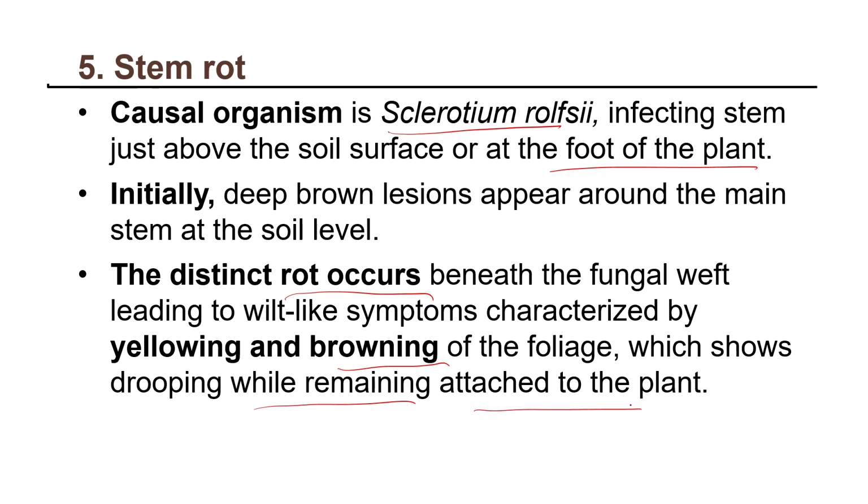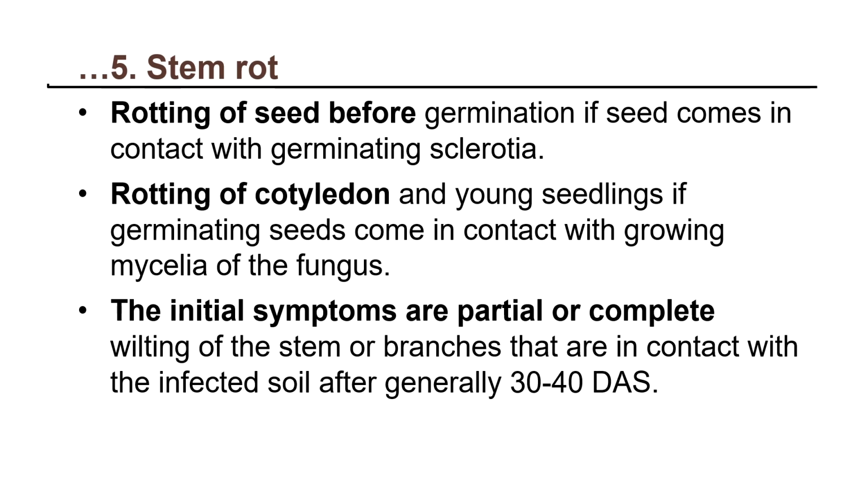Here drooping means hanging. Rotting of seed before germination if seed comes in contact with germinating sclerotia. Sclerotia are the propagating unit for the fungi, which can remain dormant, and under ideal conditions they can give rise to new growth of the fungus. Rotting of cotyledon and young seedlings if germinating seeds come in contact with growing mycelia of the fungus.